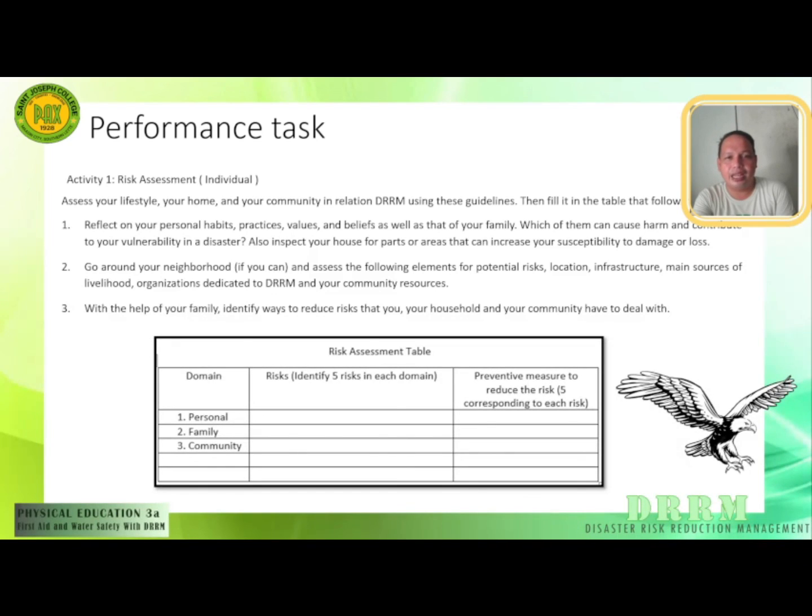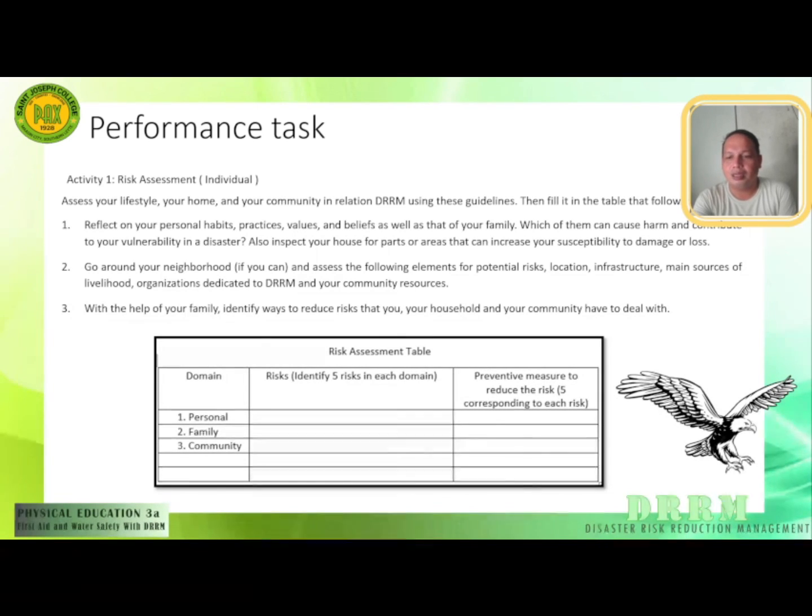Then number two, community. Go around your neighborhood, if you can, and assess the following elements for potential risk: location, infrastructure, main sources of livelihood, organizations dedicated to DRRM, and your community resources. For example, kung mag-meeting ang risk reduction management, mo-attend ba sila kanunay? Yeah, that's for example. Number three, with the help of your family, identify ways to reduce risks that you, your household, and your community have to deal with.